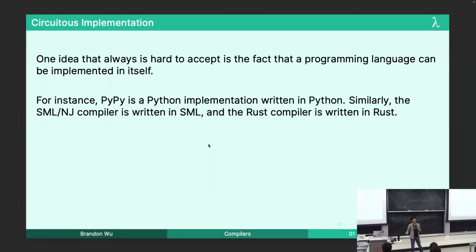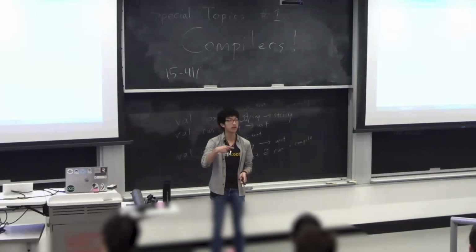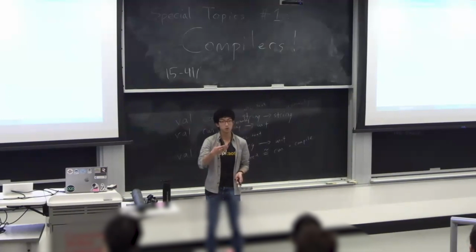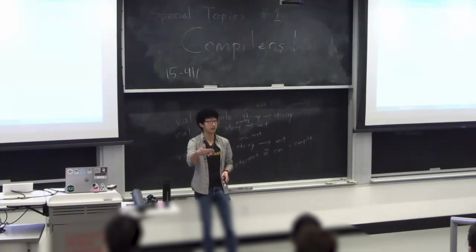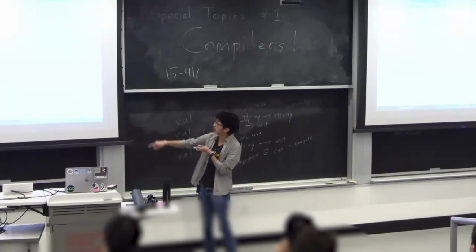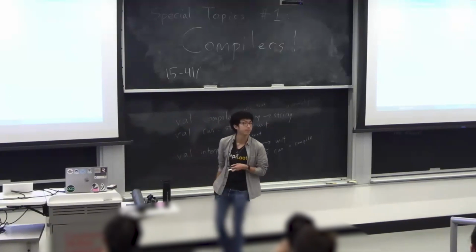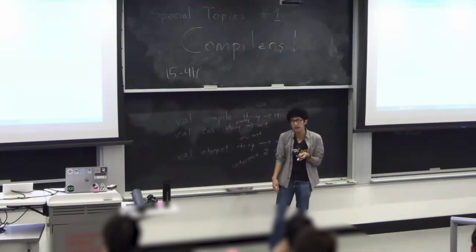So there's something called PyPy. It's a Python implementation written in Python. The SML/NJ compiler is written in SML. If you remember me complaining about the SML/NJ compiler, I was reading SML code for hours. Okay, it's written in SML, and the Rust compiler is written in Rust. It's a very common thing. Why can I do this?